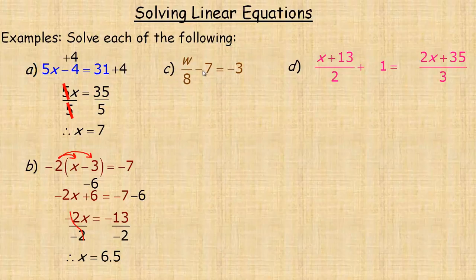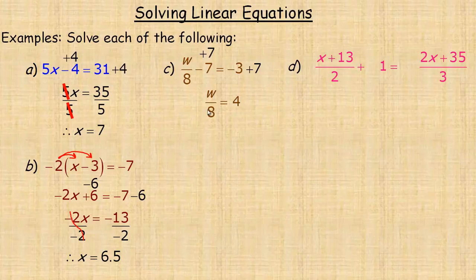See, I don't really want a number on this side and a number on that side, so that's why I want to, and you'll hear some teachers say, bring the negative 7 over. What you're actually doing is the opposite of subtracting 7, which is adding 7 to both sides. So those add to 0, so that's why there's just a w over 8 on the left here. And negative 3 plus 7, of course, is 4. That's the same as 7 take away 3, so that's 4.